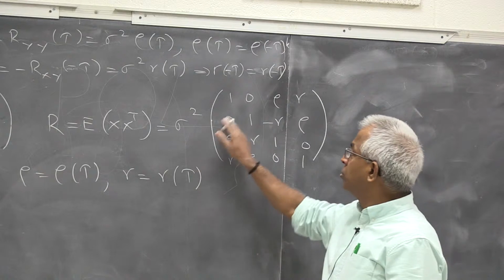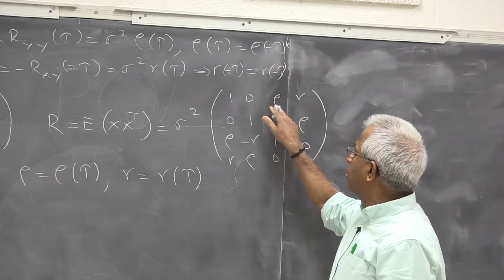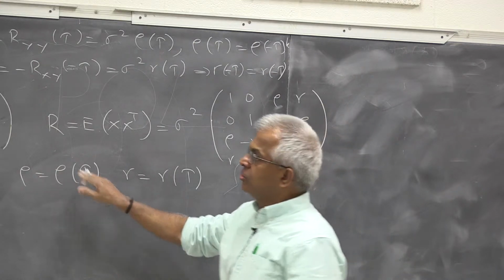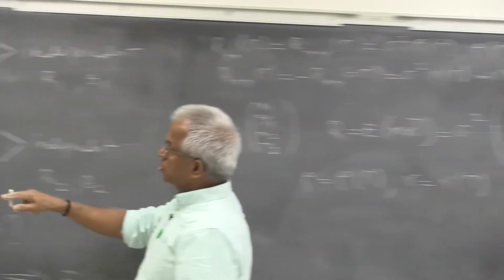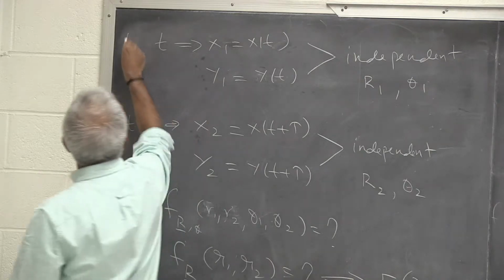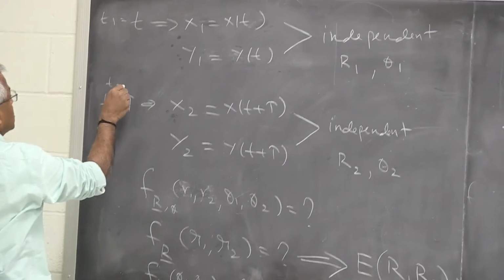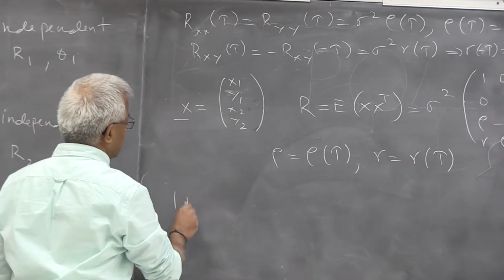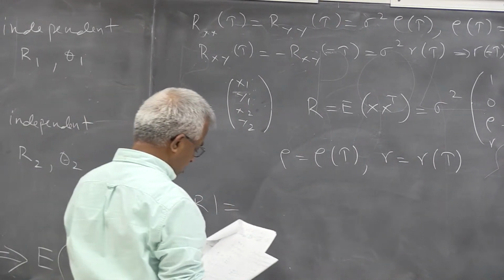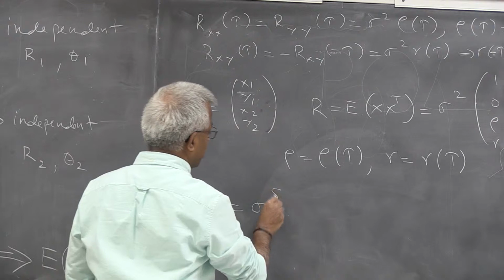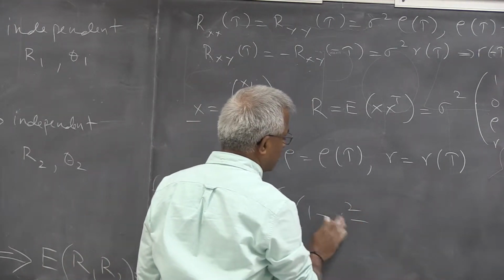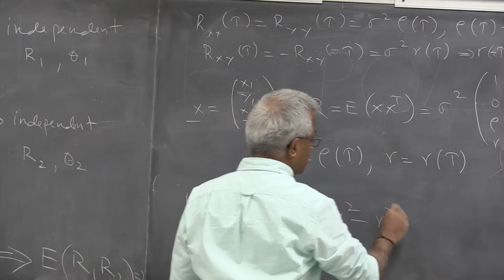Remember, this rho function is going to be rho at tau. Tau is the difference between t1 and t2. This is t1, this is t2, and t2 is t plus tau. So the determinant, if you do this quickly, will turn out to be sigma to the 8 multiplied by 1 minus rho squared minus gamma squared.